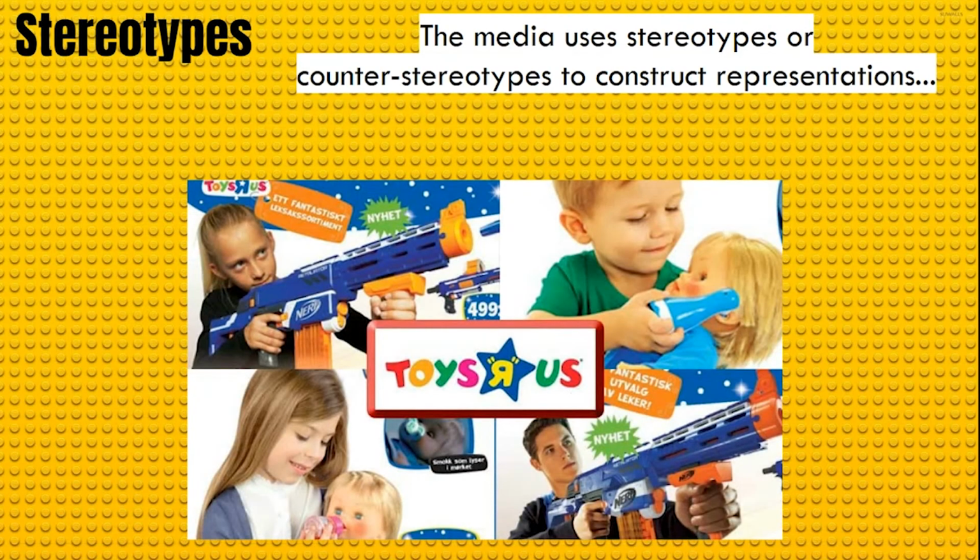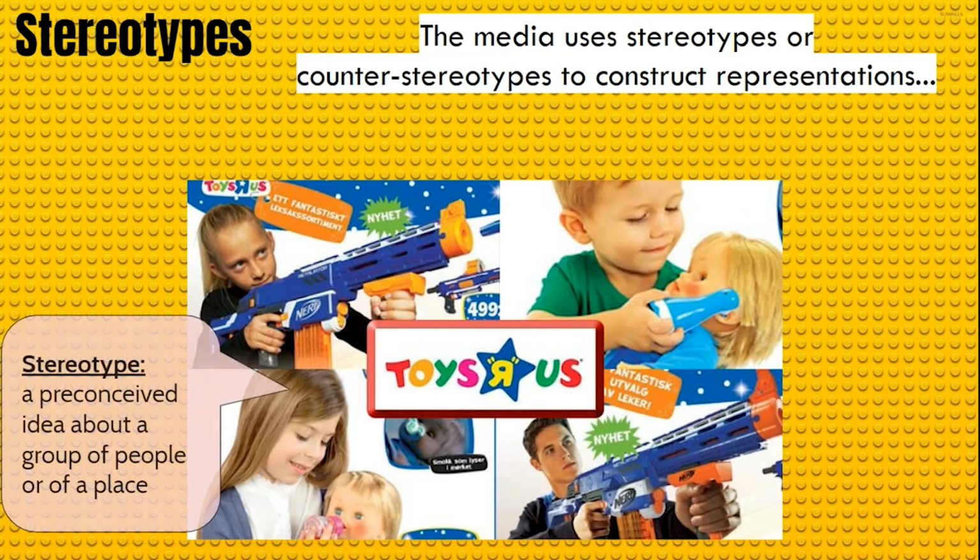Now, when discussing representation, we must consider how stereotypes have been used, which, as we know by now, a stereotype is a preconceived idea about a group of people or of a place. So in these images, we can see the stereotypes in terms of toys aimed at girls and boys, which reinforces the stereotype that girls are nurturing and boys are aggressive and protective. Stereotypes do have an element of truth to them, and they are not always offensive to people, although they can be. And the media uses them to help communicate ideas really quickly because we all universally understand stereotypes.